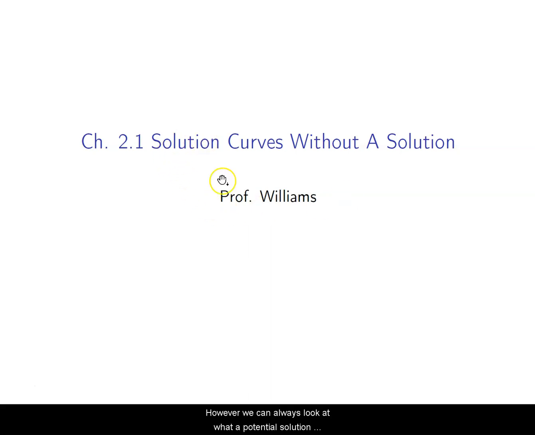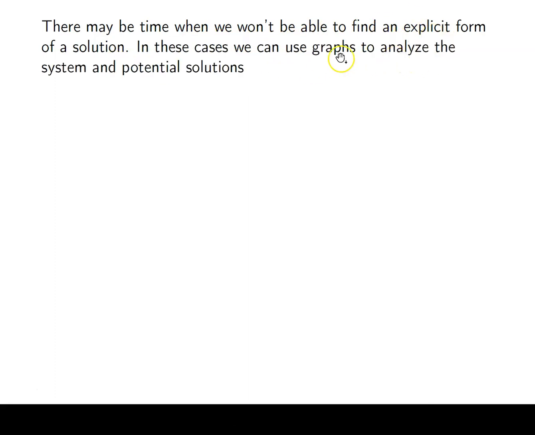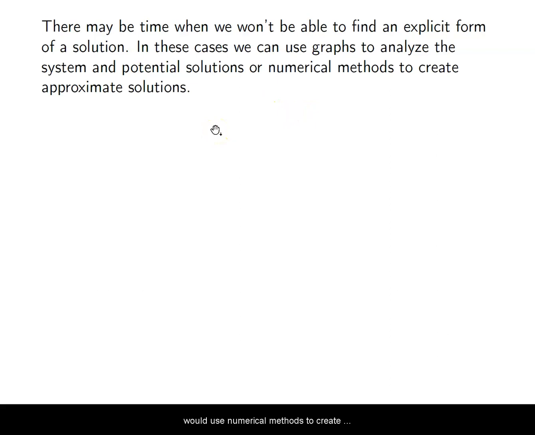However, we can always look at what a potential solution curve would look like, okay, if we have a differential equation. So that's what we're going to talk about, is how to look at and analyze these solution curves without having an actual solution. So again, there may be times when we won't be able to find an explicit form of a solution, or even an implicit form. In these cases, we can use the graphs to analyze the system and any of its potential solutions, or we would use numerical methods to create approximate solutions.